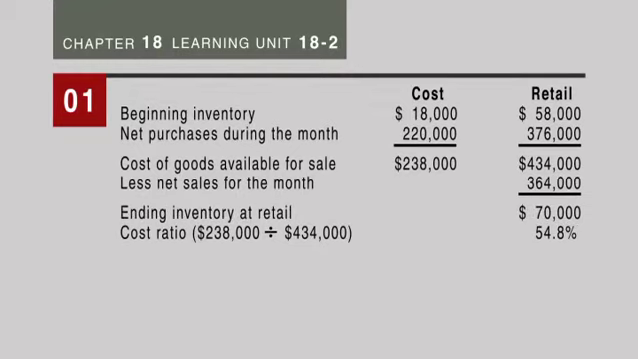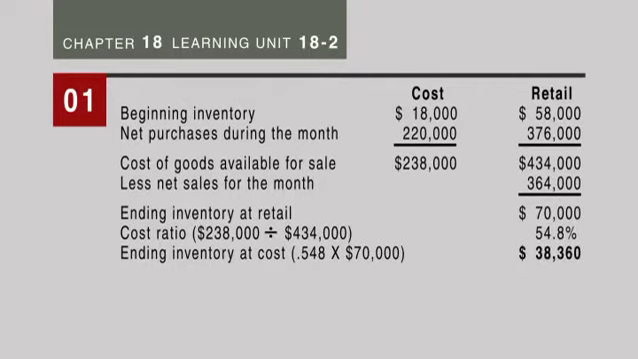In order to figure out the ending inventory at cost, we take $70,000, multiply it by the 0.548, which is 54.8%, turned into a decimal, and we end up with $38,360.